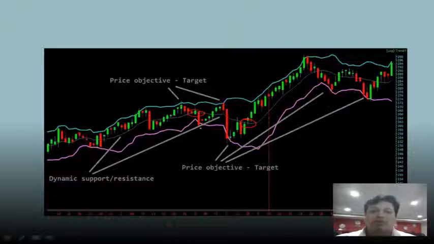Support is broken, price comes down. Resistance is broken, price goes up. So every time you take a trade here, this is going to be a price objective. You could also take a buy here, and this could also be your price objective. So if you want to do very short term trading, you could take a buy order here, this is your price objective, or you can take your sell order here and this would be your objective.